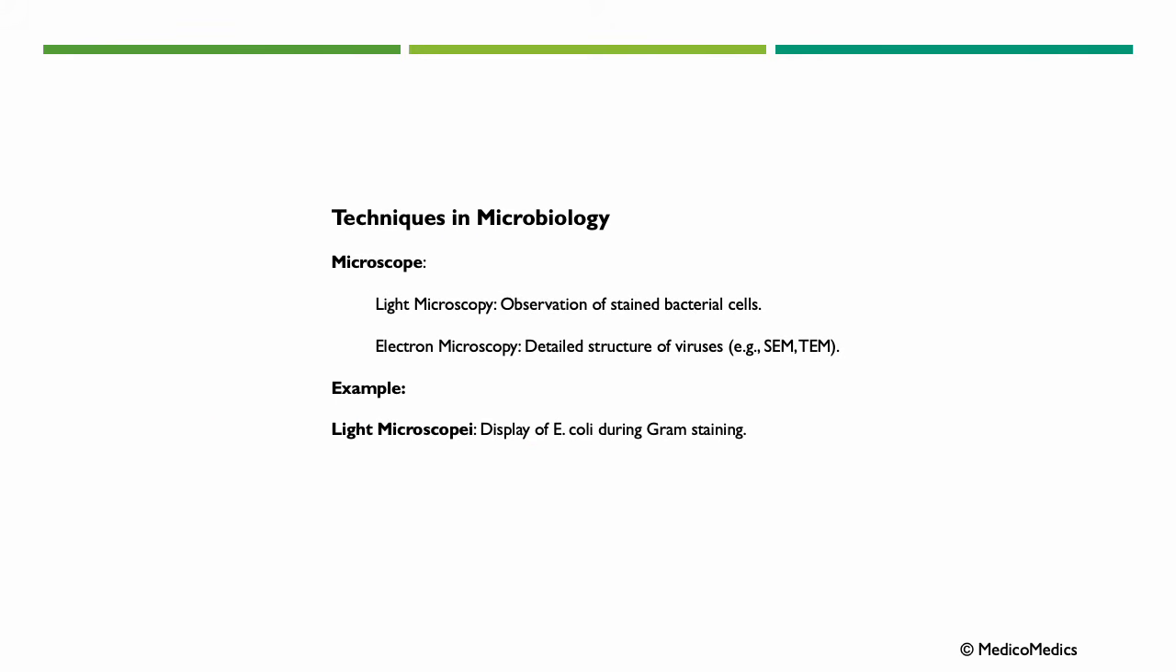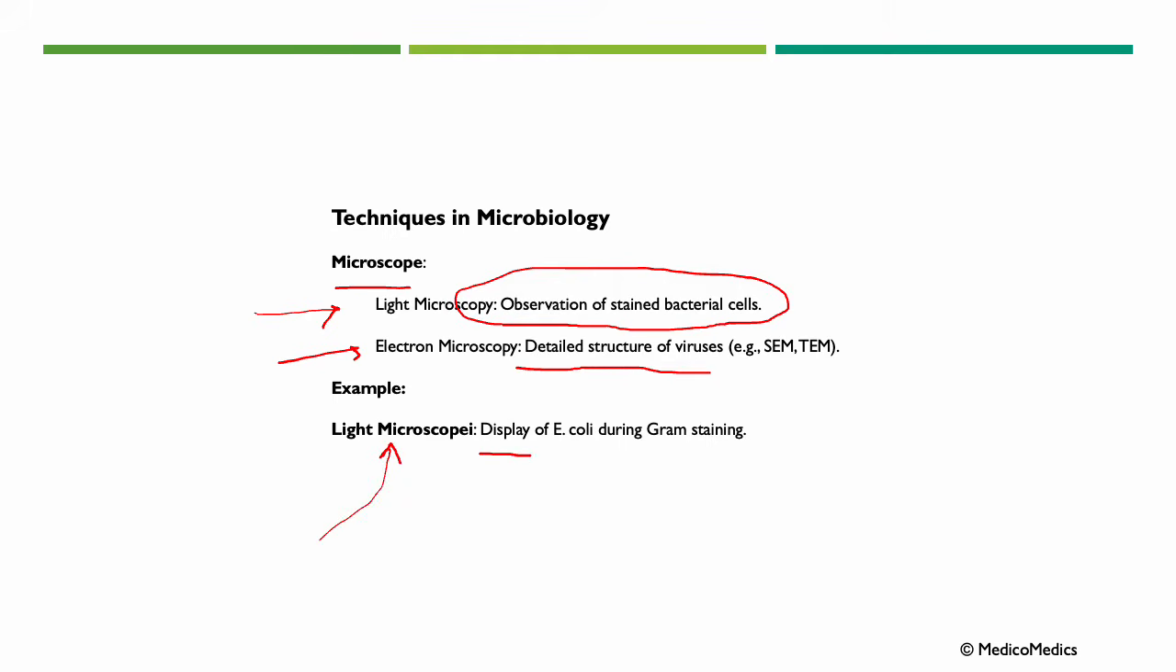Now, some techniques in microbiology. So we have the microscope, we have light microscopy, for the observation of stained bacterial cells. We have electron microscopy, for detailed structures of viruses. So an example could be light microscopy being used to display E. coli during gram staining.